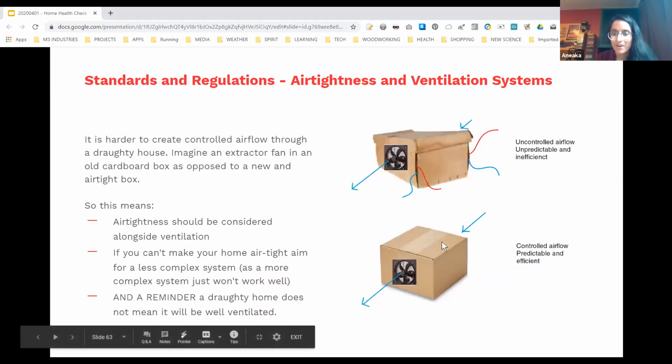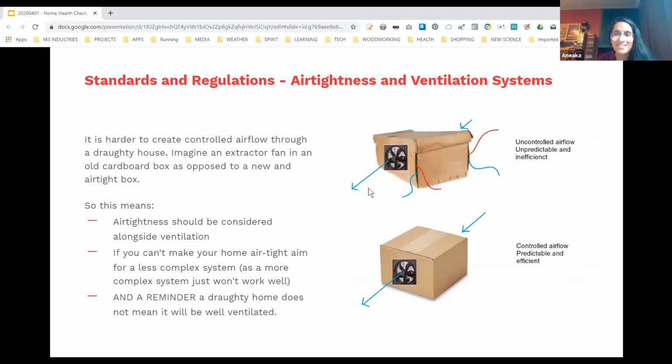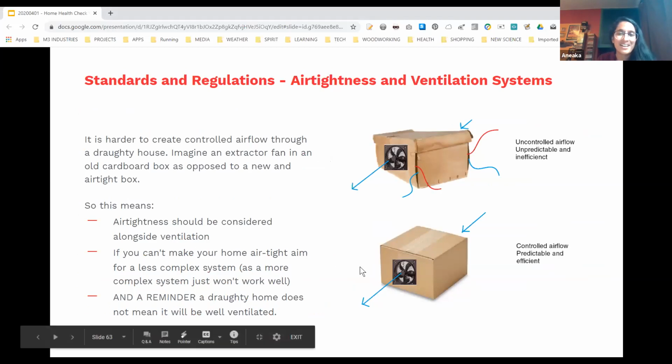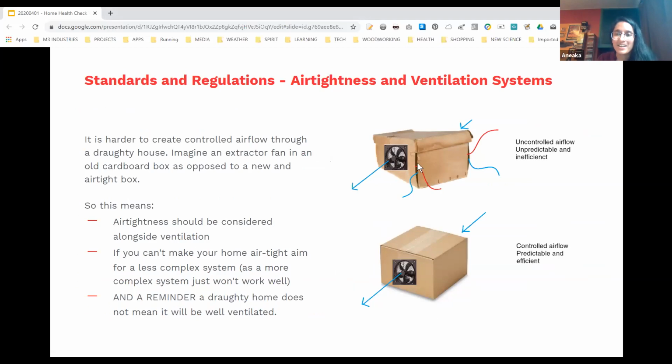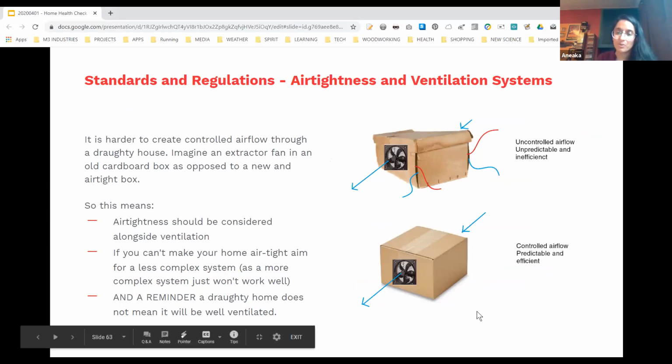So this was my funny little diagram that helped me understand the relationship between air tightness and ventilation systems. The idea is that if you have a drafty house, say this cardboard box is a house, you have quite uncontrolled airflow that's unpredictable and inefficient, whereas in a very airtight house it's controlled, predictable and efficient. So, a reminder that a drafty home doesn't mean it's well ventilated.